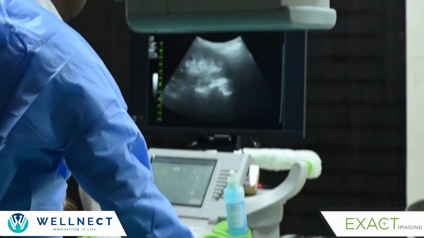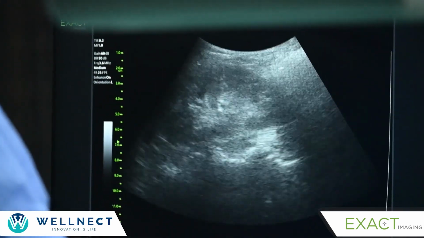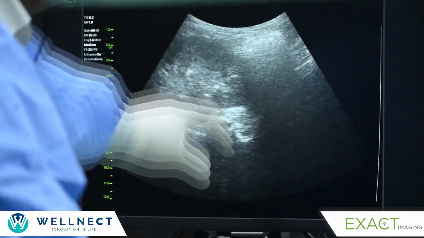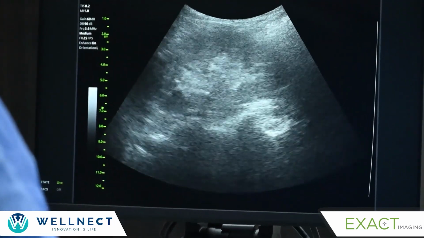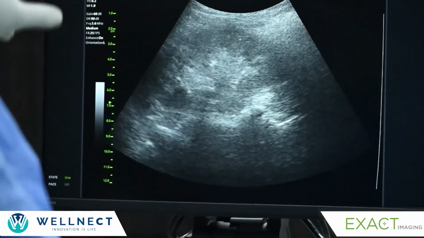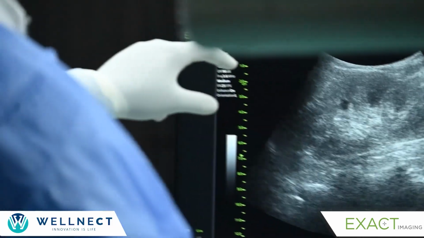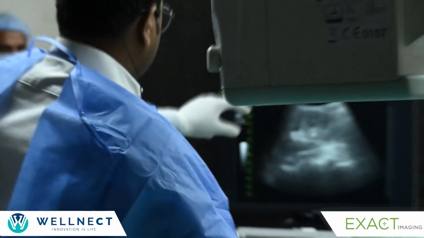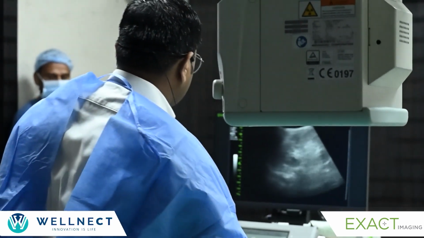Here, can you make out? Now the first thing that you have to see is the cortex and the medulla. The medulla is always hyperechoic because it has fat in it. The cortex has to be hypoechoic and the medulla has to be hyperechoic, and that is how you say that the CM differentiation is maintained. In a CKD patient, your cortex also becomes hyperechoic, and that is how you say there is loss of CM differentiation. That is what your report says.